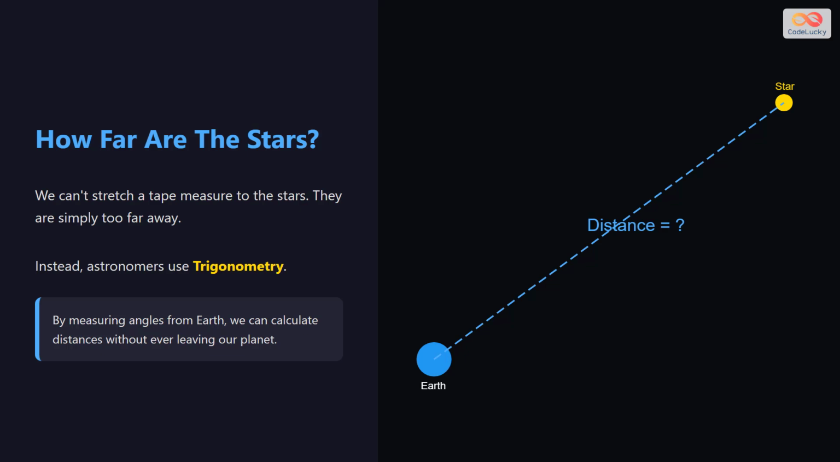Imagine looking at the night sky. The stars look like tiny points of light, all pasted on a dark dome. But in reality, some are close and some are incredibly far away. We cannot just take a ruler or a tape measure to space. So, how do astronomers know the distance? The answer lies in simple geometry and trigonometry.